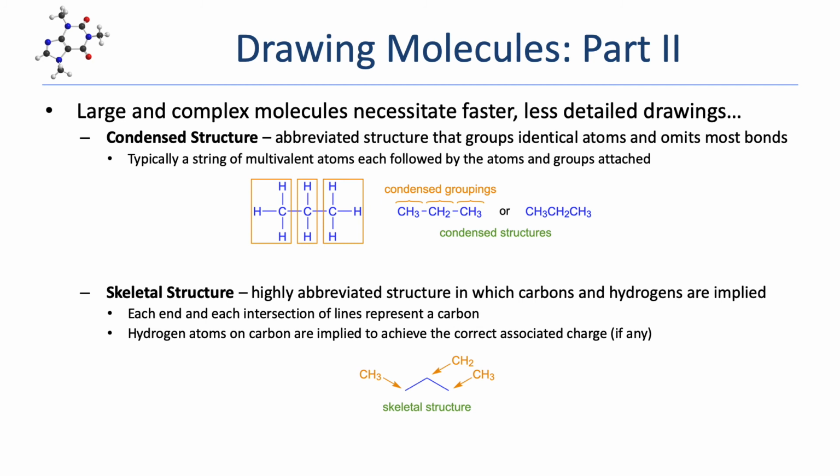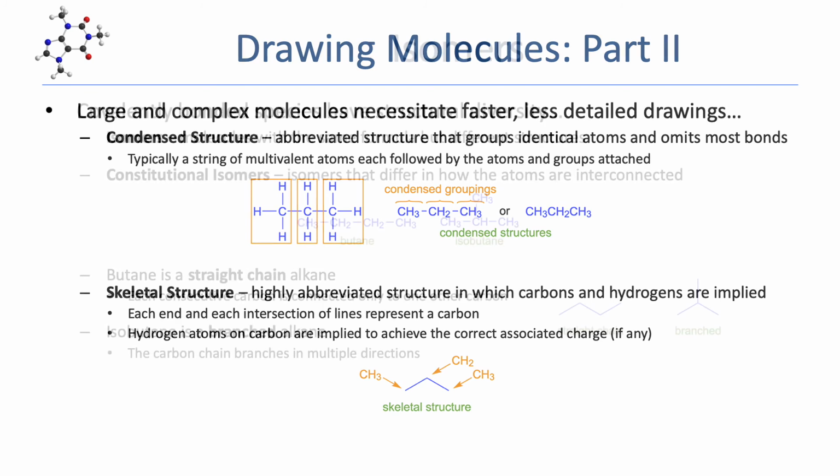Skeletal structures are very powerful because they're very fast, but they're also very dangerous. Because so much is implied, it's easy to forget that all those atoms are really there. And it's very easy to kind of introduce extra hydrogens or obliterate hydrogens inadvertently when you're dealing with these structures. So you do have to be really careful with them.